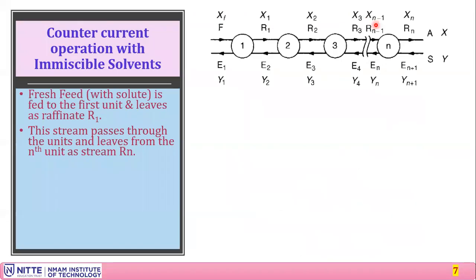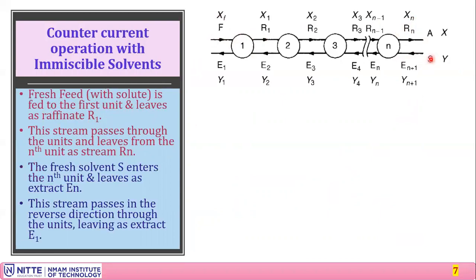Let us go to the counter current operation with immiscible solvents. We have seen this earlier also. The feed enters on one side, the solvent enters on the other side. That's what I have written here. Fresh feed with the solute is fed to the first unit and leaves as raffinate R1. This stream passes through the units and leaves from the nth unit, the last unit, as Rn.